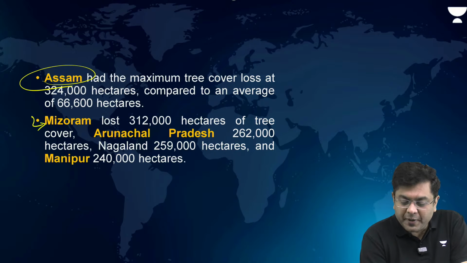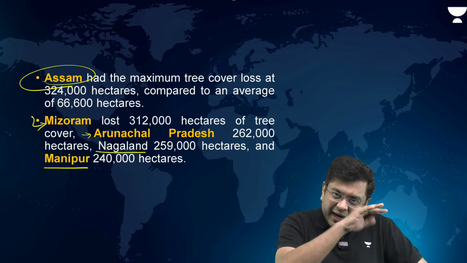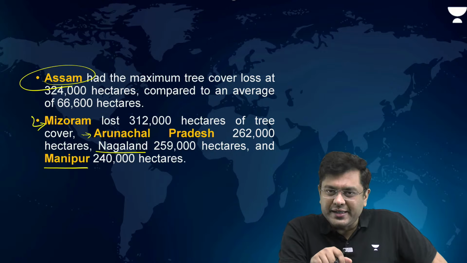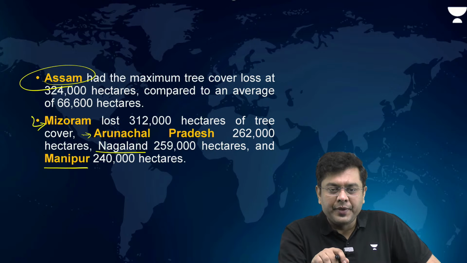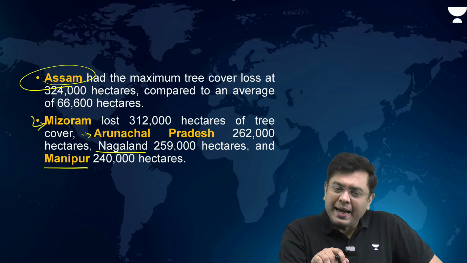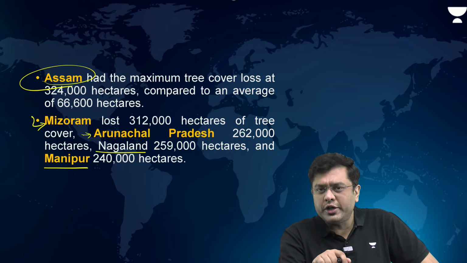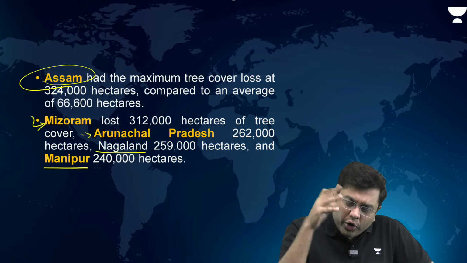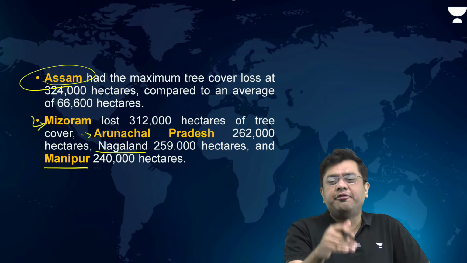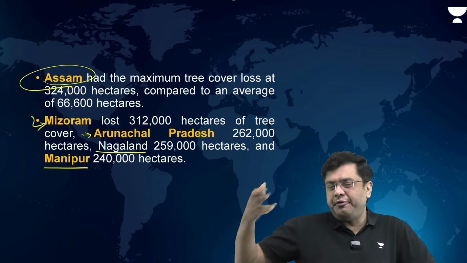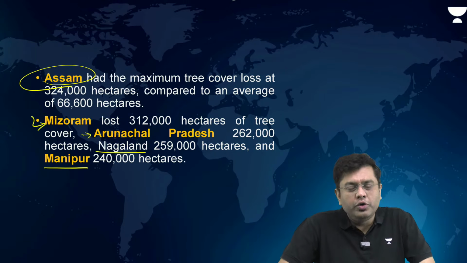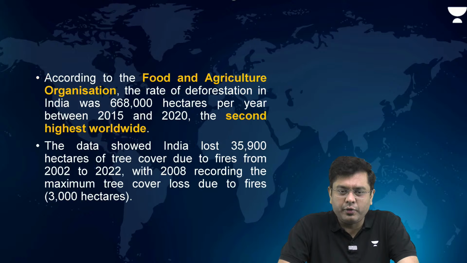Mizoram, Arunachal Pradesh, Nagaland and Manipur. These are the entire belt of the northeastern states where the deforestation has been very high, right? Climate change also plays a role in forest loss, but more than that, it is the anthropogenic factor, or human-induced forest loss, that kicks in a feedback cycle which leads to degradation of the forest as well.